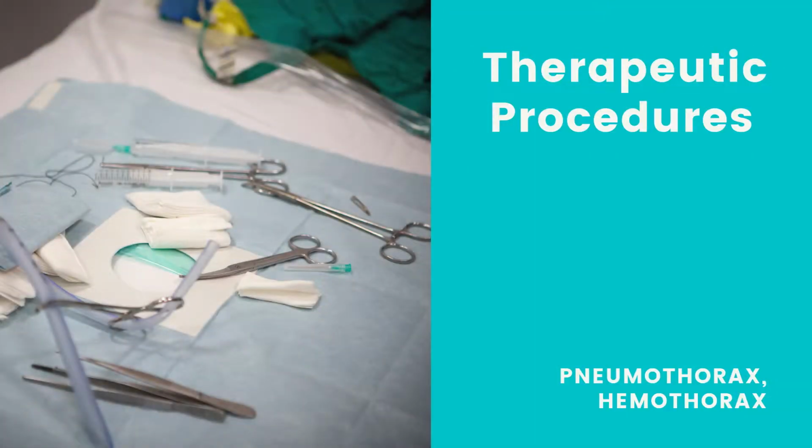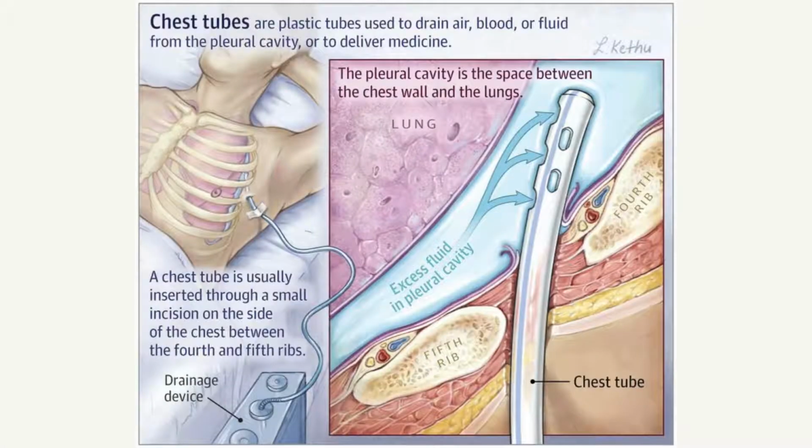Now let's talk about a therapeutic procedure that is done to help alleviate pneumothorax and hemothorax, which is chest tube insertion. In the pleural space, chest tubes are placed to drain fluid, blood or air, re-establish a negative pressure, allow lung expansion, and restore normal intrapleural pressure.